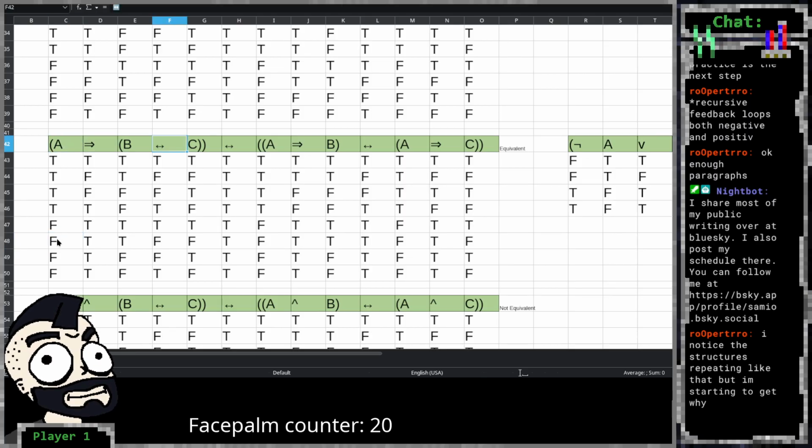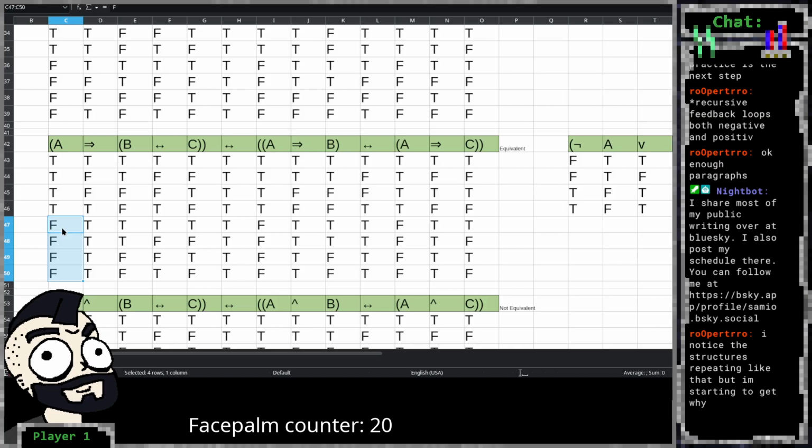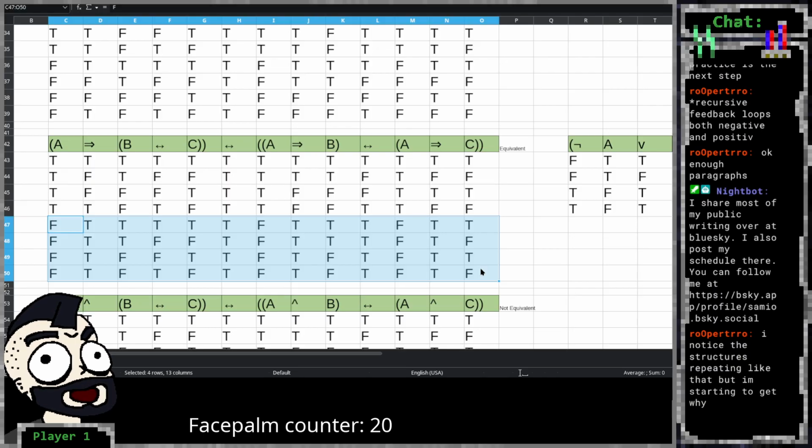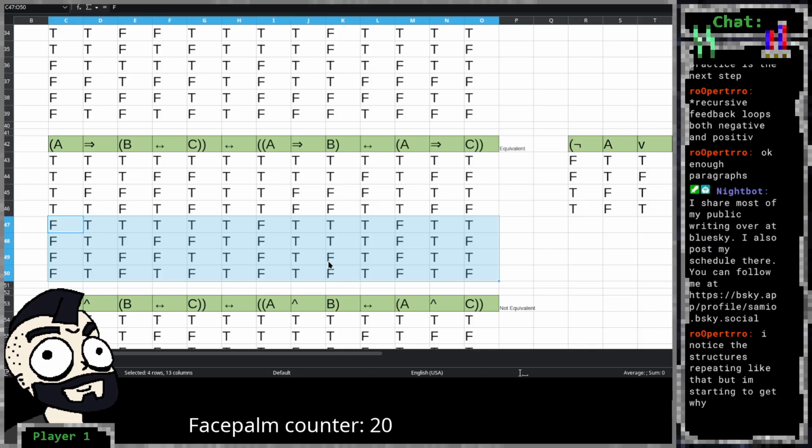A implies something. Well, I know that in the bottom 4 rows, A is false. And a conditional cannot be false if the antecedent is false. Therefore, as long as A is false, this conditional is automatically true. Wait, no, this one. This one, this one, and this one. And because it's all through here and it's all through here, then the equivalence will also be all through here. See, so these 4 bottom rows are automatically true when A is false.